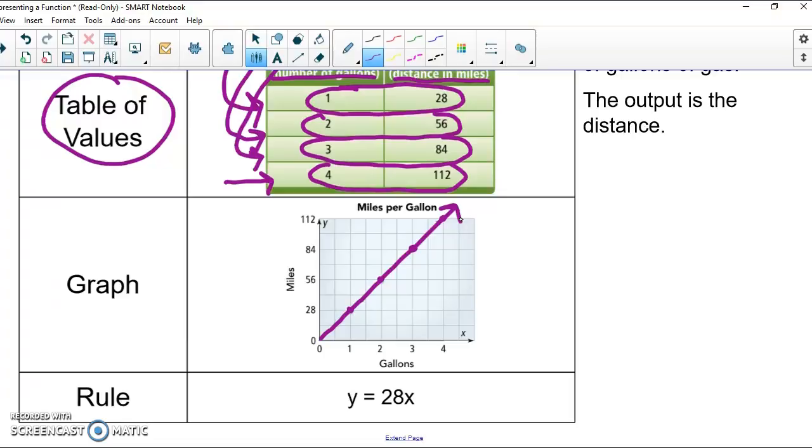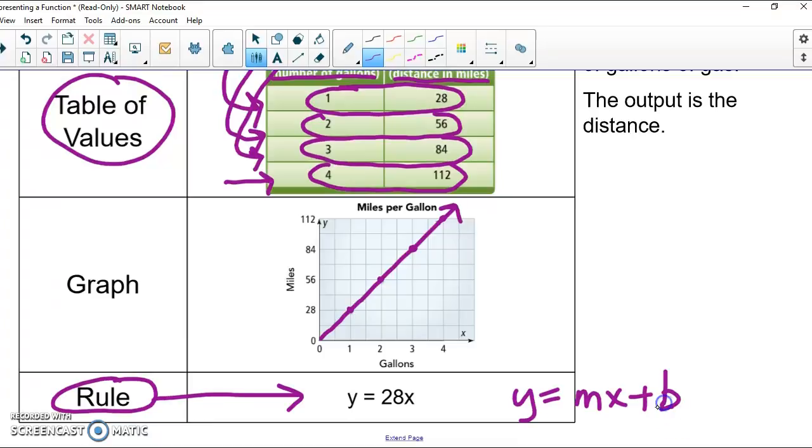Now the fourth way to represent a function then is with the rule, and the rule just means an equation. So we are going to be using y = mx + b form as we're doing this. And you'll notice that the number that I multiply x by, my coefficient of x, is always going to be the same as my unit rate. So when I look on my graph, my first point is (1, 28), and that's because that's my unit rate. I can drive 28 miles per 1 gallon of gas. So that's my unit rate, and so that becomes my coefficient of x. And that's always my rule. That equation is my rule for the function, y = 28x.